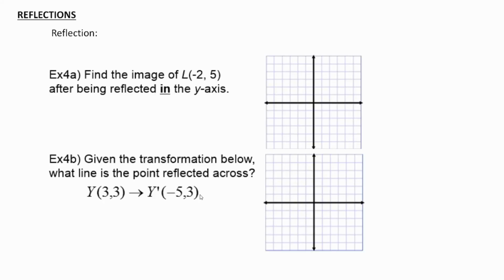With reflections, to give a name or definition to these, one of the things that we can describe them as is a flip across a specified line. So we are going to take our image, our figure, and flip it across whatever line we are told, or conversely, if we are told what transformation takes place, we can figure out what line that image was flipped across. So let's look at an example of each.